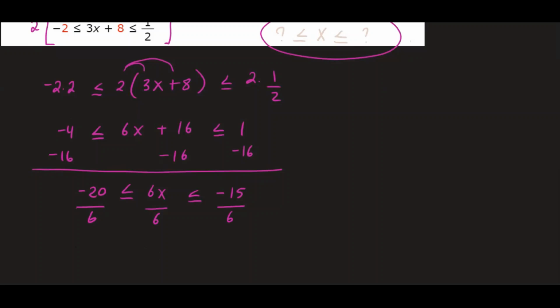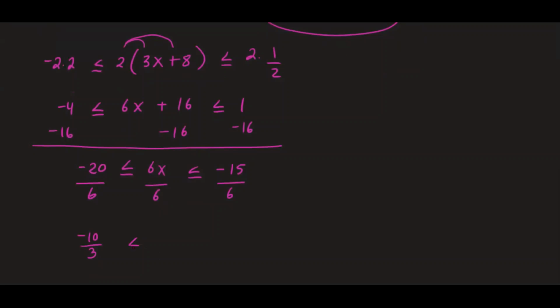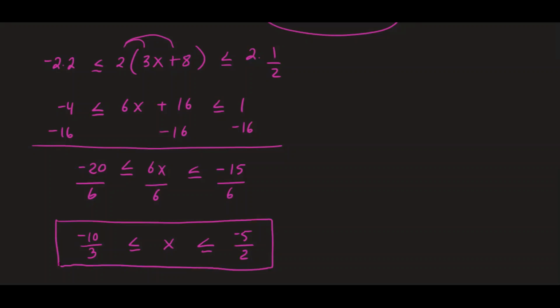Now, of course, we don't want to write the decimal, so I'm just going to simplify it. So we can do negative 10 over 3 less than or equal to x less than or equal to, and 15 over 6, I can simplify that as negative 5 over 2. So that's our solution to this inequality. X lies between negative 10 over 3 and negative 5 over 2.